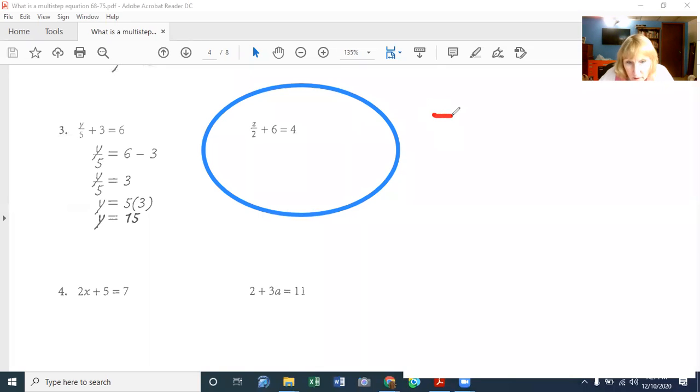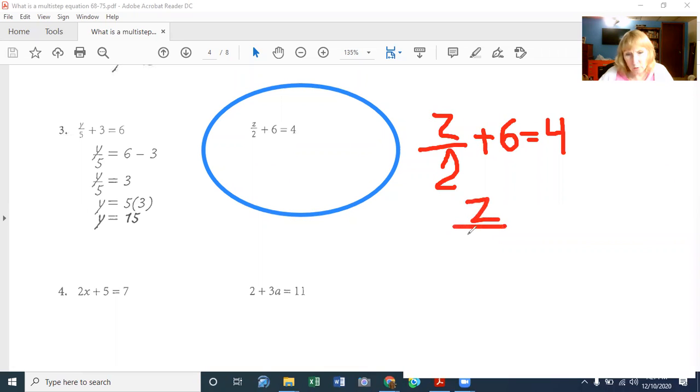So we have a z over 2. I don't know why they use a z, because z's look so much like 2's. It can be very confusing. So z over 2 plus 6 equals 4. Okay, my first step is to subtract the 6 from both sides. Now they're telling you to use the shortcut on this page. The shortcut is just to realize that if I minus a 6 on this left side, I'm going to minus a 6 on the right side. So we can skip the minus 6 part and just go to z over 2 equals 4 minus 6.